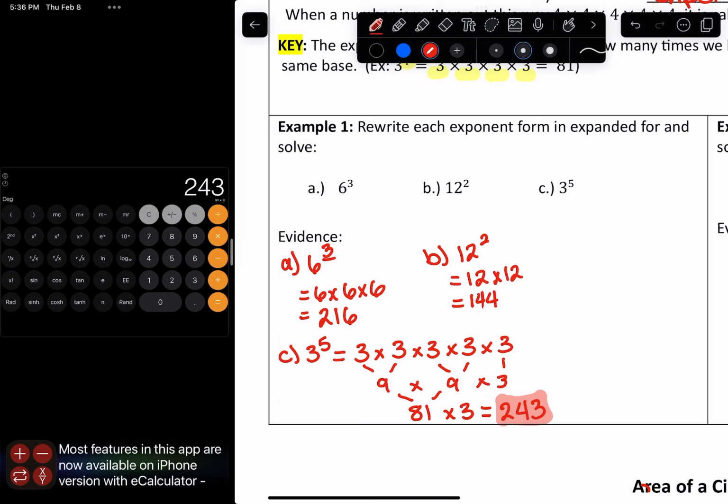If you do not believe me, we can always double check it, right? So do 3 to the power of 5. 243. And again, one more time, a different way to check it. If you just put it in like that, 3 times 3 times 3 times 3 times 3. Just make sure you're putting in the exact number that you need. Each time I got 243. Okay. So here our answers are 216, 144, and 243. So I did the expanded form and I solved it.